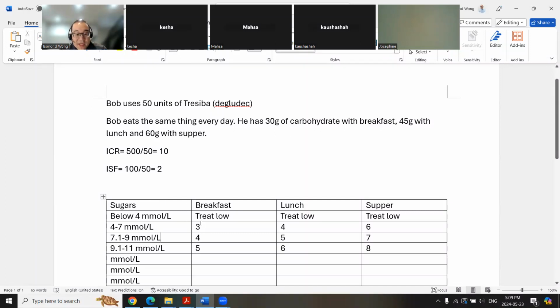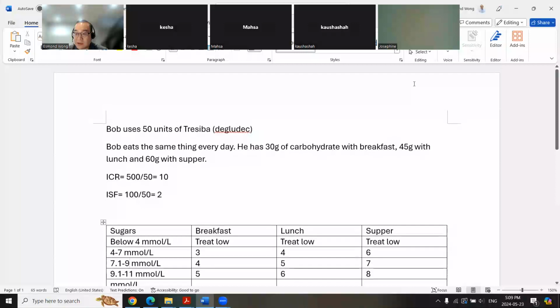That's a good question. If he's between 4 and 7, we know that just 3 units will cover his 30 grams. So afterwards, he should take 3 units and he'll go back down to 7. He'll probably rise a little bit and then come back down to 7, right? But let's say he's higher, let's say he's a 9. We know that 1 unit will bring him down 2, so 9 minus 2 will equal 7. And that will bring him back down to target.